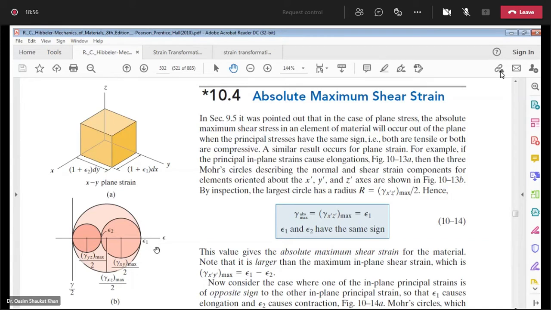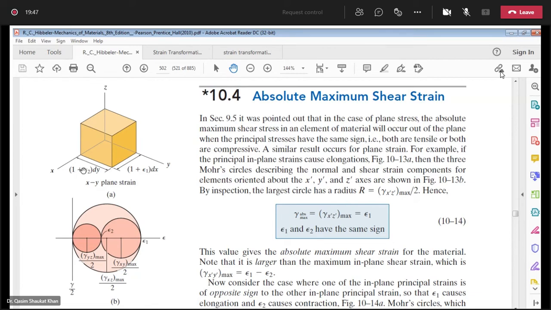And the maximum in-plane shear strain for the xy plane will be the one which includes both epsilon 1 and epsilon 2. So epsilon 1 minus epsilon 2 over 2 will be your gamma xy over 2, which is your maximum in-plane shear strain. Now remember one thing, the 2 in the denominator will cancel out. So you will get maximum in-plane shear strain gamma xy as epsilon 1 minus epsilon 2. Now one thing to be noted, that this is the case when both of your principal strains are positive. You can see over here in this case they were positive. There was elongation in the element.